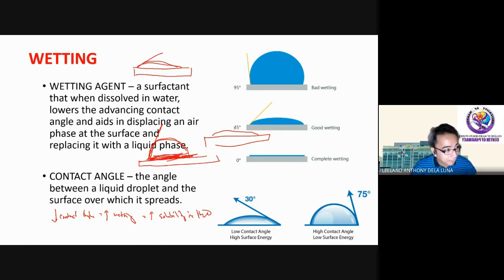So are we good? Okay, basta tandaan nyo lang po, class. Ito lang naman ang gusto kong paalala dyan. If you're using a surfactant, surfactants basically reduce the contact angle, para mas mabilis ang wettability ng ating mga solutes. Para mabilis siyang humalo sa tubig. Yun lang ang purpose. Are we good?